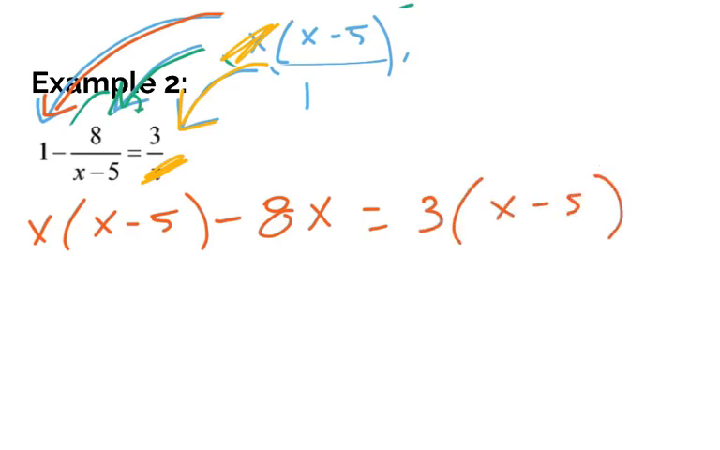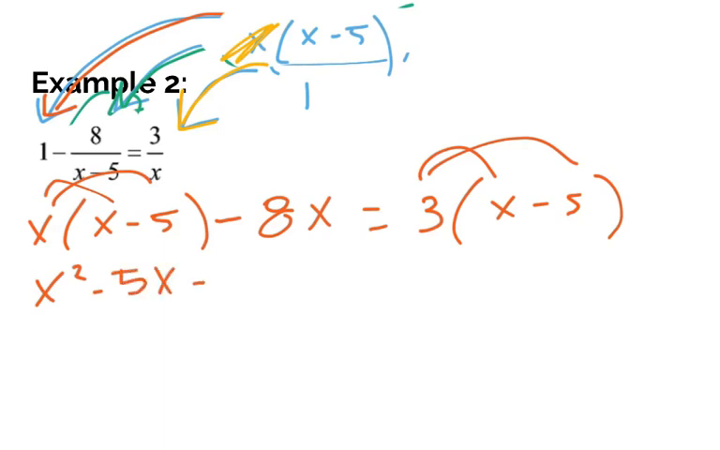So by multiplying everything by the LCD, a long time ago I used to call this like a fraction buster, I think. At the beginning of the year we did really simple versions of this where you really just knock out the denominators in one step. Makes just one nice line easy equation. So now I'm just going to distribute and solve. So I need to distribute there and here. And that's going to give me x squared minus 5x minus 8x equals 3x minus 15.